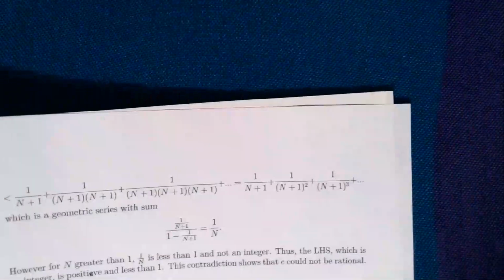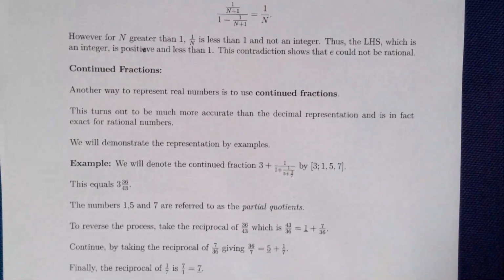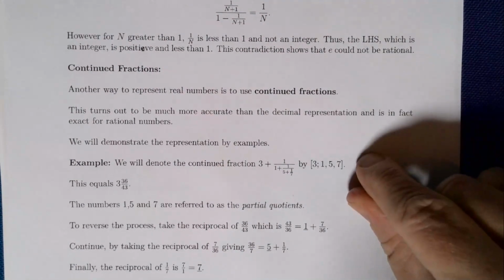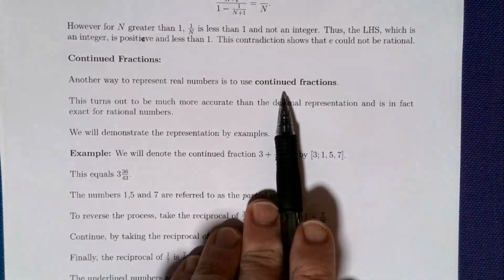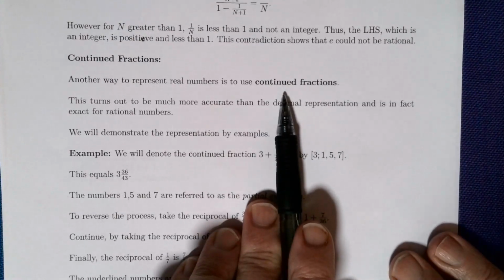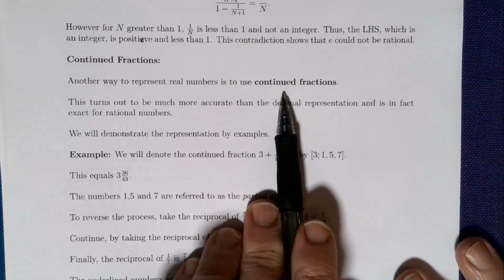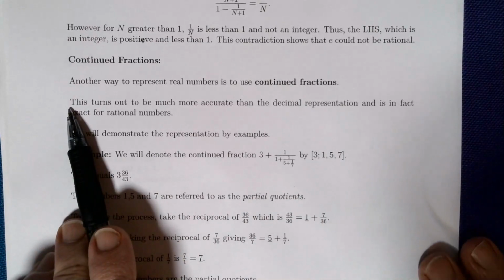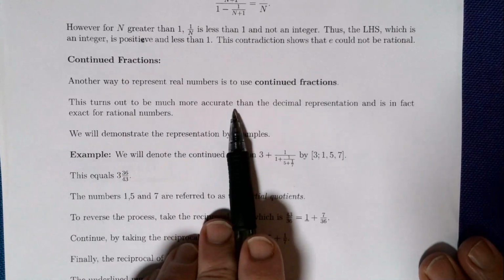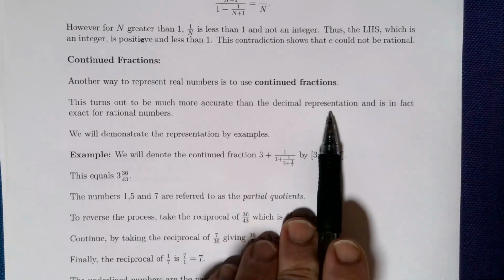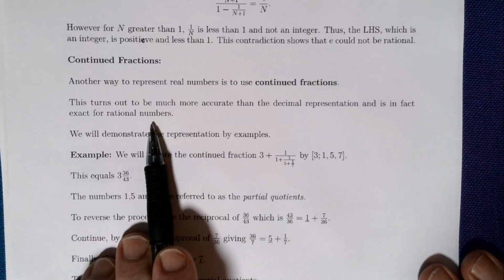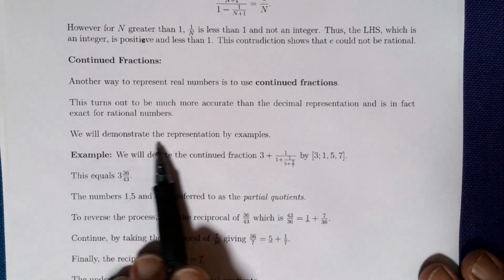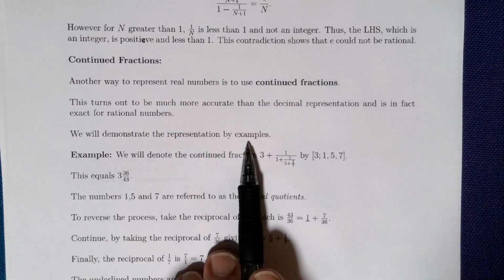Okay, well, this brings us to our next little section, which is on continued fractions, and this is yet another way of representing real numbers, using things called continued fractions. These are great fun, in fact. You can do lots of interesting things with these. We'll just do a little bit, but there's lots and lots written about continued fractions. This turns out to be much more accurate than the decimal representation. And in fact, it is exact for all rational numbers. So I'm going to demonstrate this representation by looking at various examples.